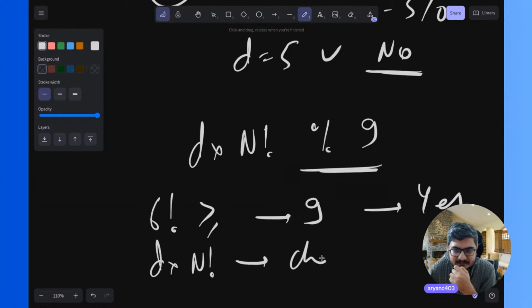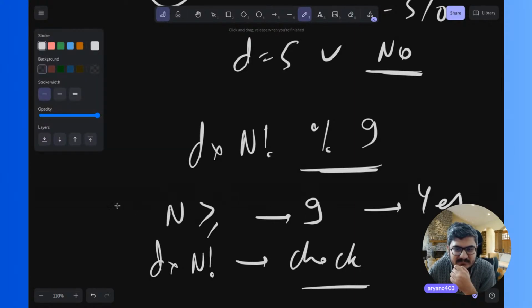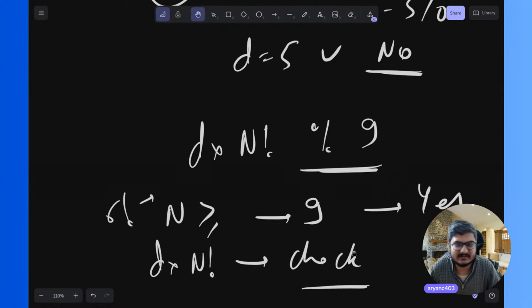Then check if n is greater than or equal to 6, then you have 6 factorial which is divisible by 9. So you just print yes over there. Otherwise, you keep checking the value for 9 as well. A similar thing you can do for 7 as well. Or probably I have one more strong result here.